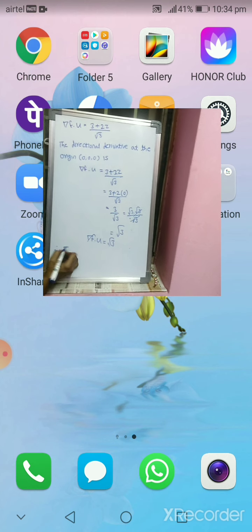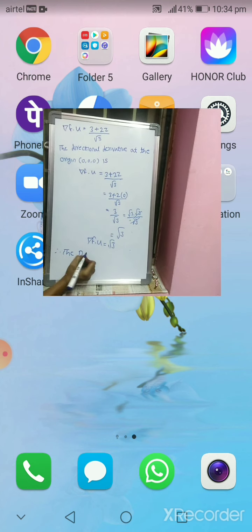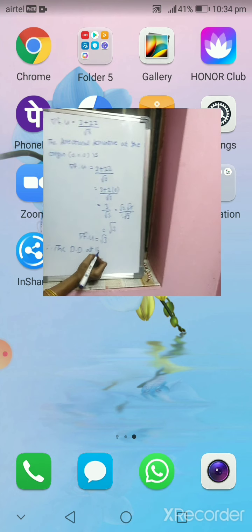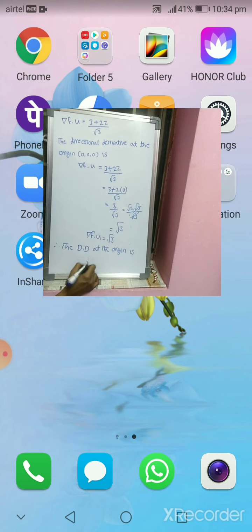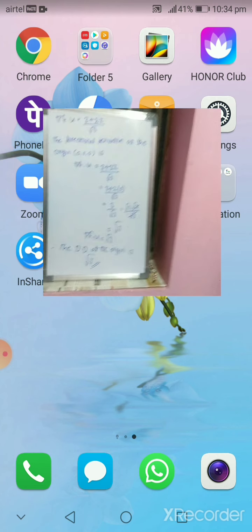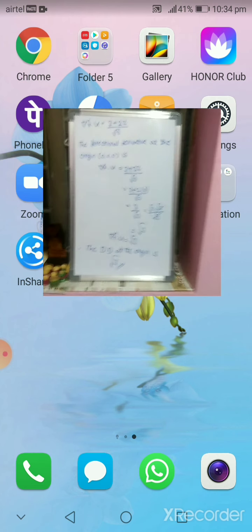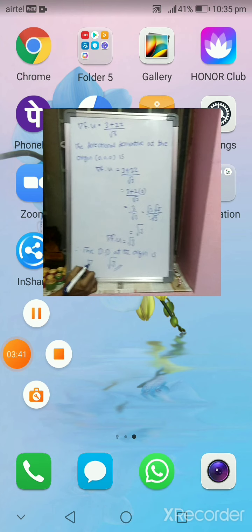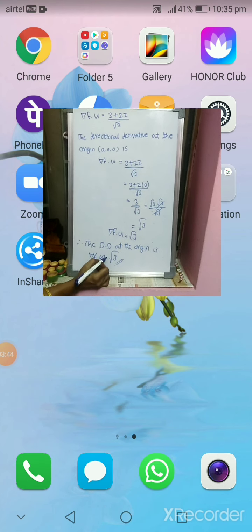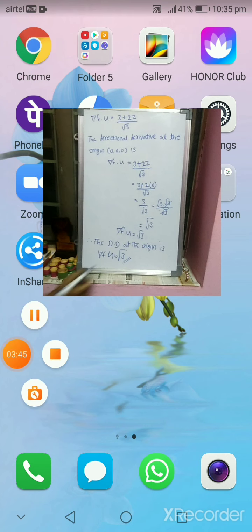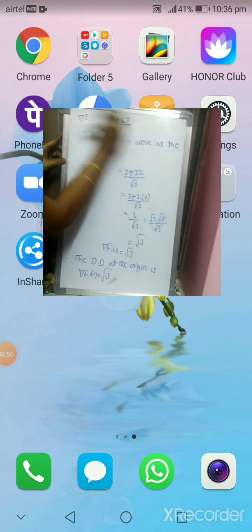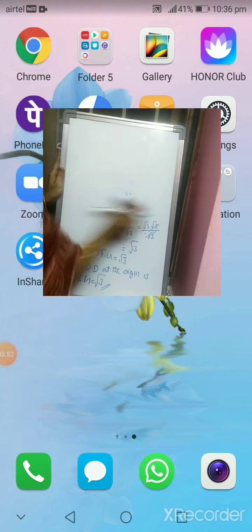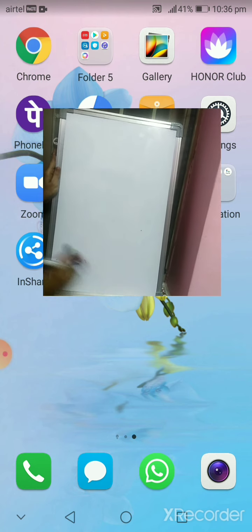Therefore the directional derivative at the origin is root 3. So this is our answer. That is del f dot u is equal to root 3. Okay. Next, one more problem.